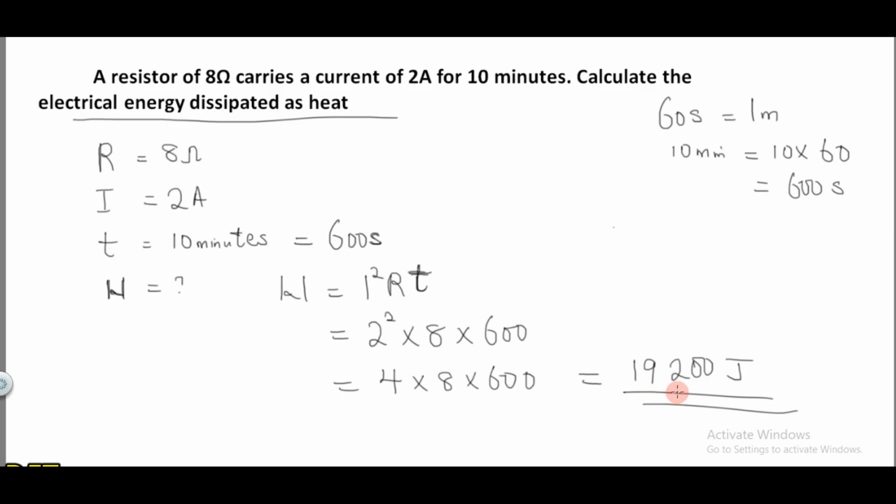It's a very simple and straightforward question. So the major thing that you should know here is to know this formula for work done. That work done is equal to I square RT, where your I represents your current, R is for resistance, and T is for time.